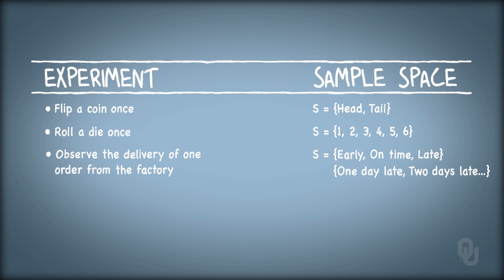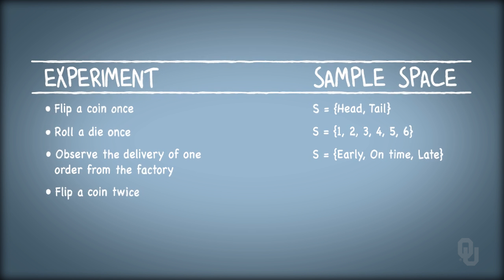so long as we are specific in our sample space. Let's define another experiment as flip a coin twice. Here we have to make sure that our sample space accounts for the outcomes of two flips: head-head, tail-head, head-tail, and tail-tail. Note that we distinguish between tail-head and head-tail because we are treating the two flips separately.